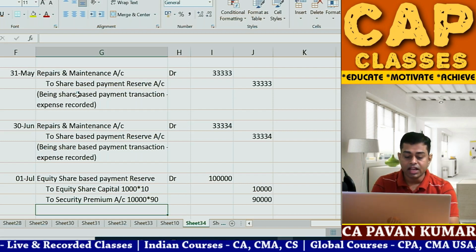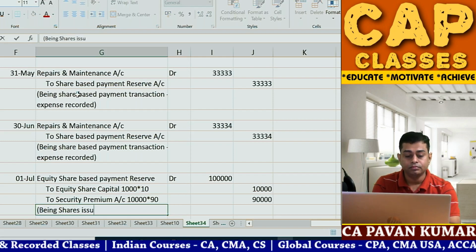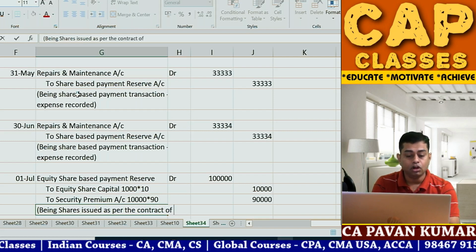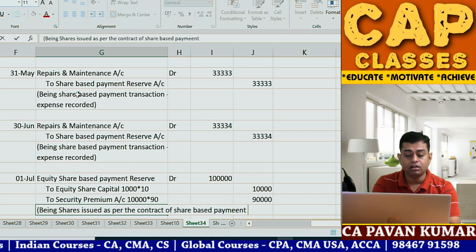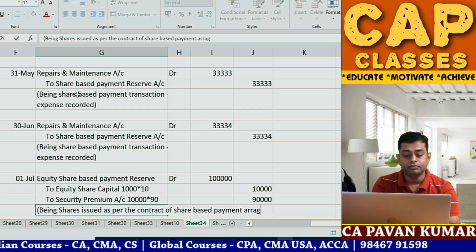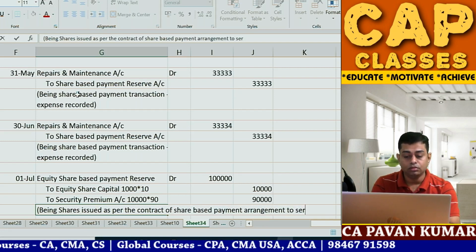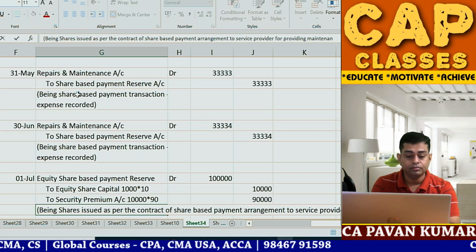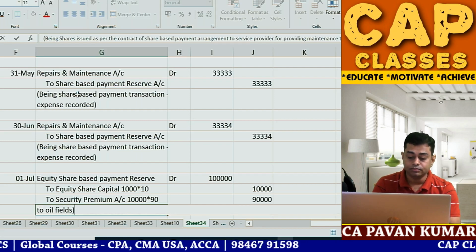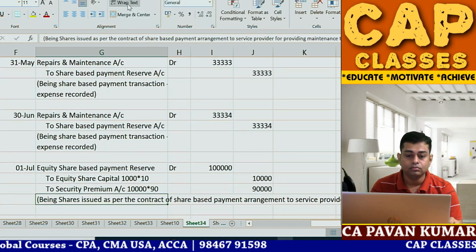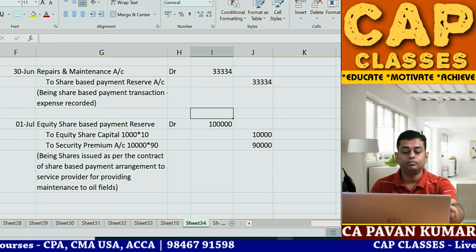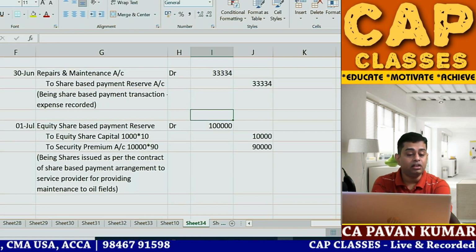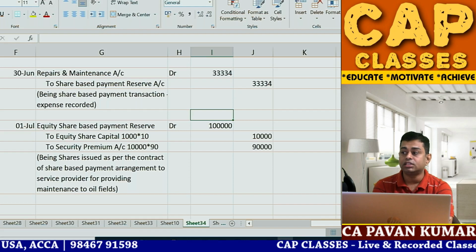Being shares issued as per the contract of share based payment arrangement to service provider for providing maintenance to oil fields. That's all.